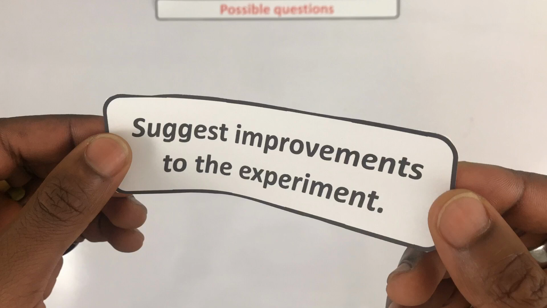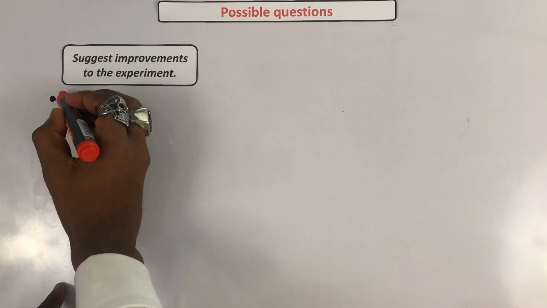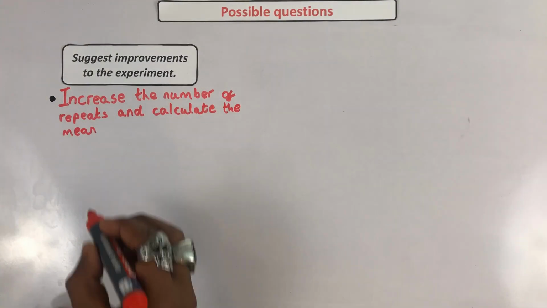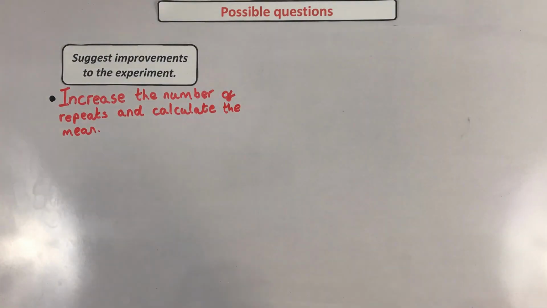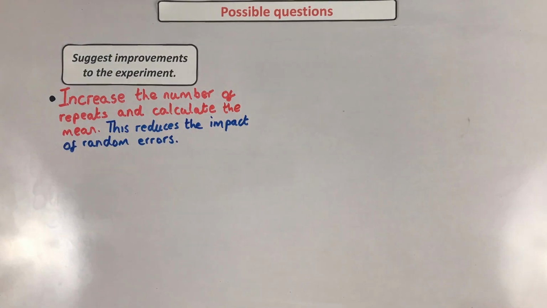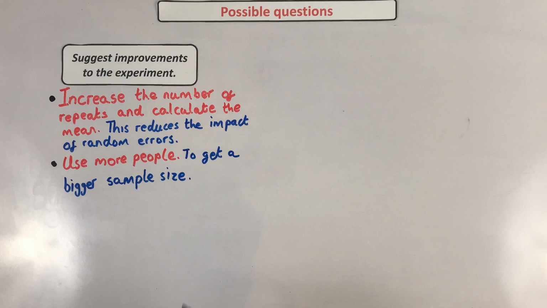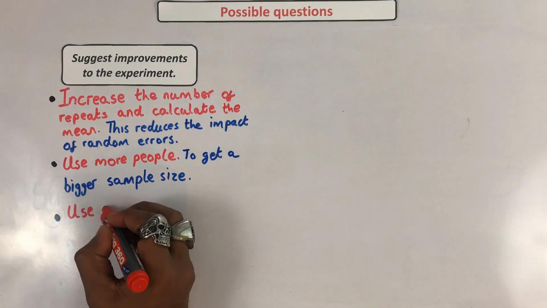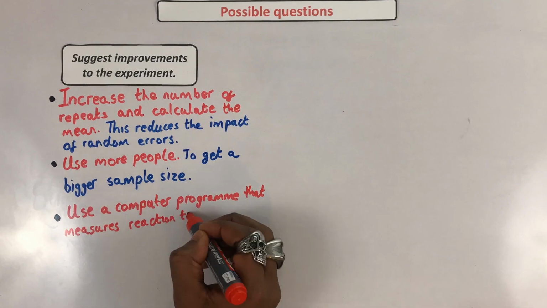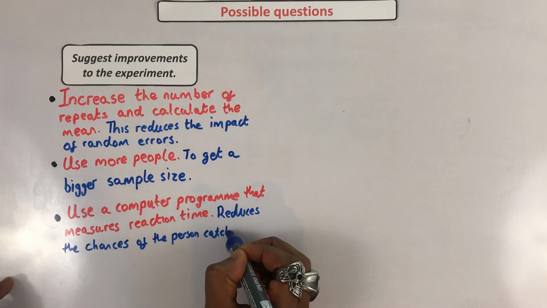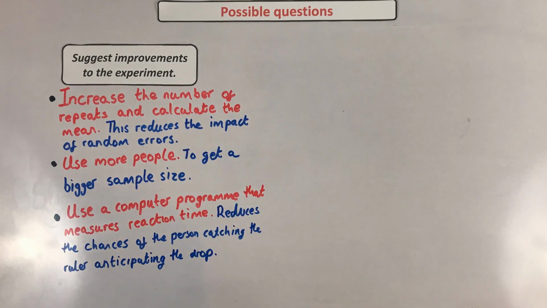Let's look at the possible questions that you could get for this required practical that I haven't touched yet. This first one, suggest improvements to the experiment. What you can do here is to increase the number of repeats and calculate a mean. What this does is that it reduces the impact of random errors. You could also use more people and this gives you a bigger sample size. You could also use a computer program that measures reaction time. This will reduce the chances of the person catching the ruler anticipating when the ruler is dropping.